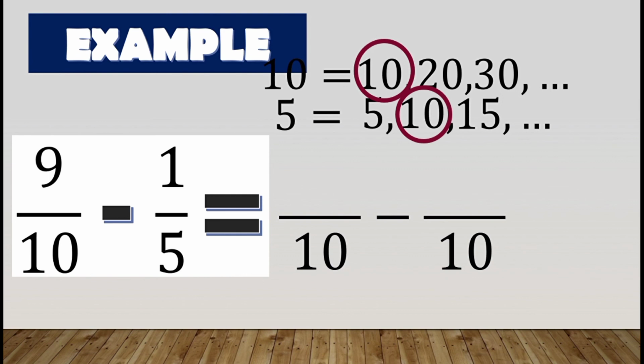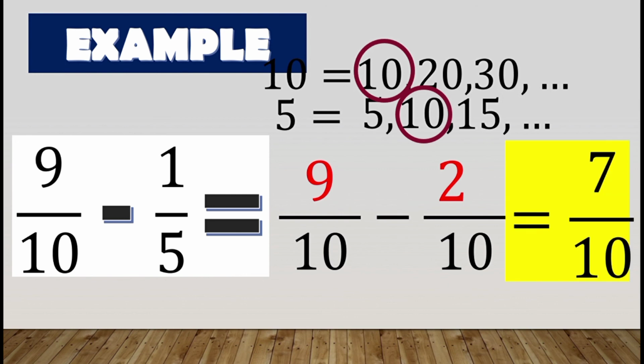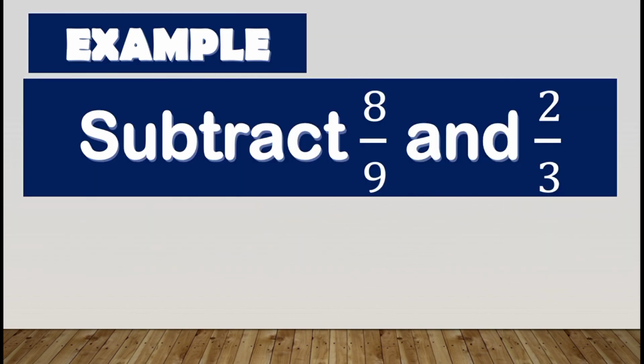So let us write the equivalent fraction. 9/10 can be written as 9/10, while 1/5 can be written as 2/10. So we can now subtract these two fractions, subtract our numerator, 9 minus 2, and copy the denominator, which is 10. So the result is 7/10. For our next example, let us subtract 8/9 by 2/3.